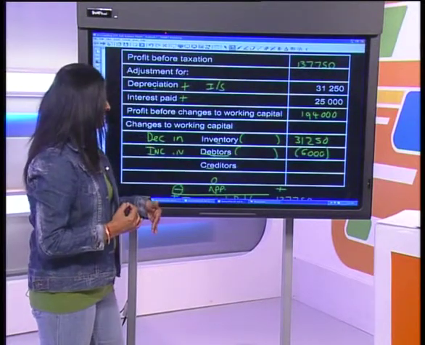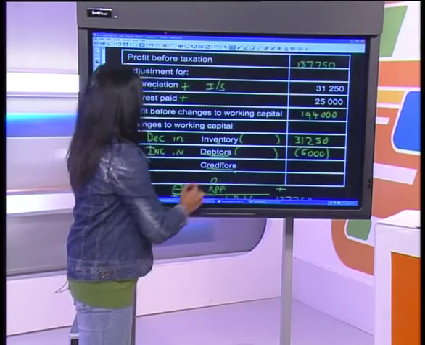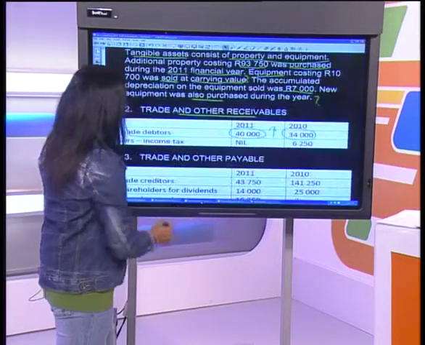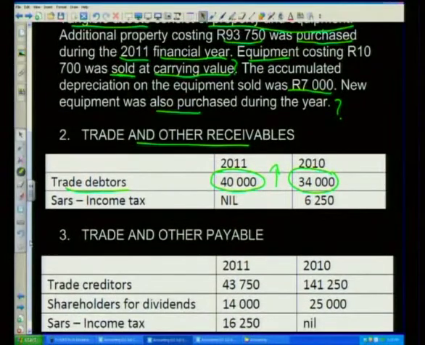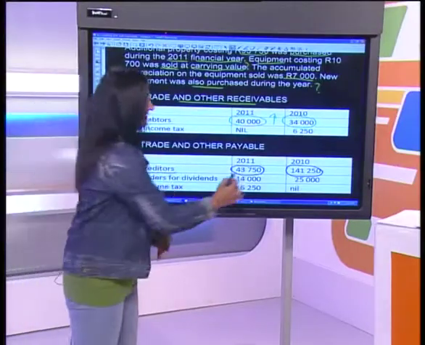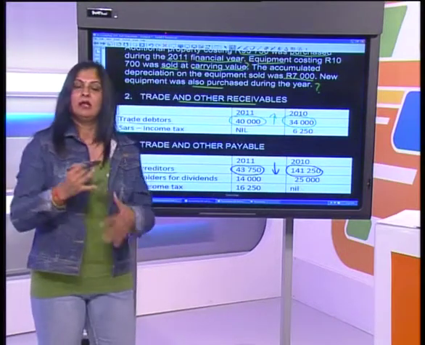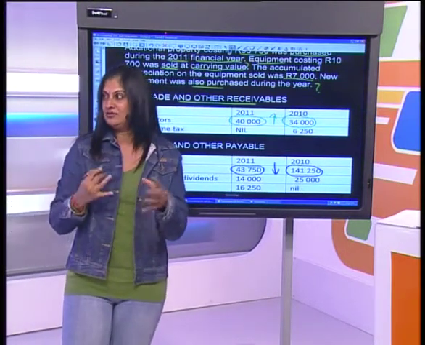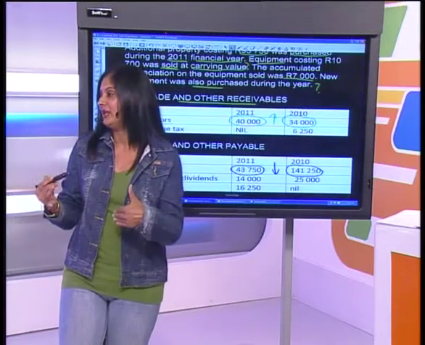Right, final item for us to look at is our creditors. So again, people, back to the question. Creditors, there we go. There's our trade and other payables. And let's get the pen out again. There's our trade creditors. 2010, our creditors are sitting at 141,250. 2011, we're now owing our creditors 43,750, which obviously means there's been a drop, there's been a decrease. Now, when do you owe people less money? Ty, when will you owe, for example, Edgar's less money?